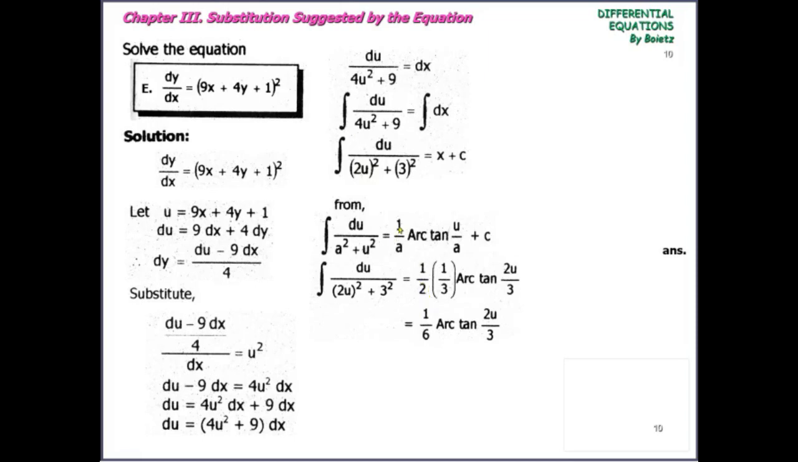So, 1/2, tas yung 1 over a, ang a mo is 3, then arctan of u over a, or 2u over 3. So, ito ngayon yung the integral nito. This is equal to 1 over 6 arctan of 2u all over 3. Therefore, ang integral nito is 1 over 6 arctan 2u over 3 is equal to x plus c.